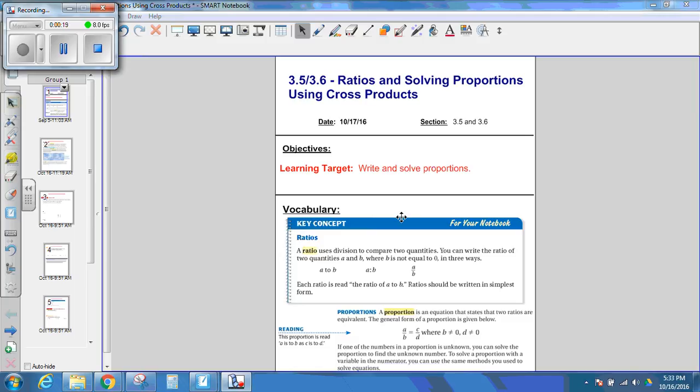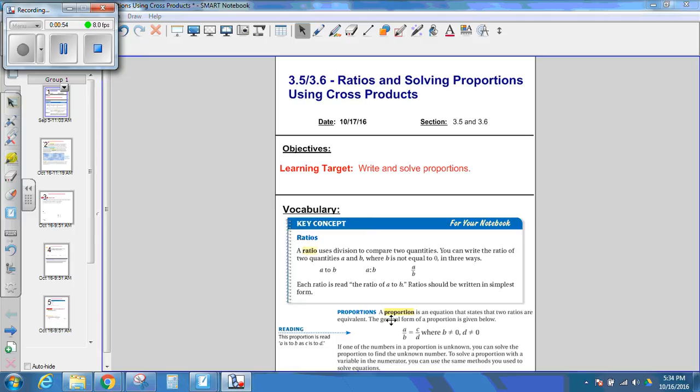So we need to talk about some key vocabulary that we have getting into ratios and proportions. The first one is a ratio. A ratio uses division to compare two quantities. You can write the ratio of two quantities A and B, where B is not equal to 0, in three different ways. First we have A to B with the word "to" between, A colon B, and then A over B in a fraction. Each one of these we read A to B, even though just the first one has the word "to" between.